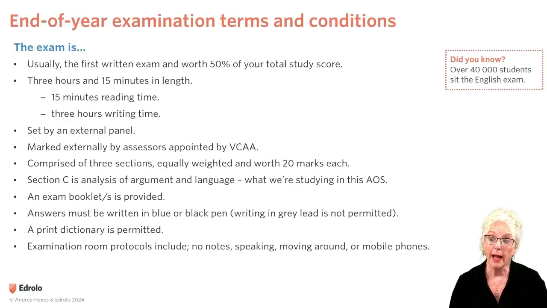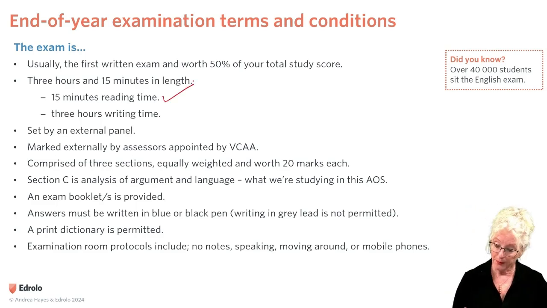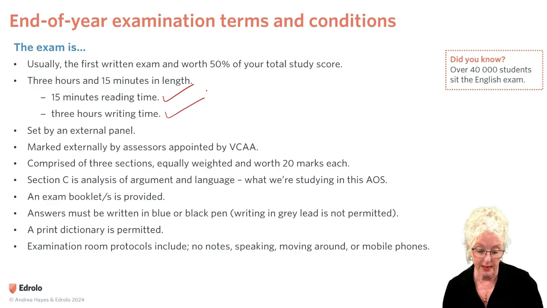Firstly, let's look at the end of the year examination terms and conditions. The English exam is usually the first exam. It's worth 50% of your total English study score. It's 3 hours and 15 minutes in length. That's 15 minutes reading time where you cannot pick up a pen and 3 hours writing time.